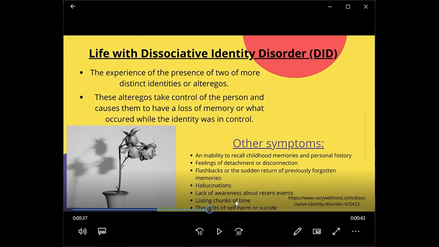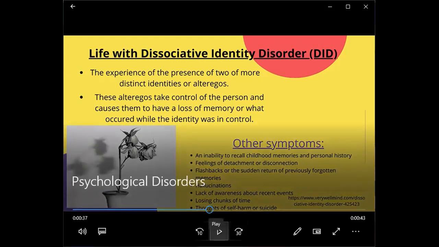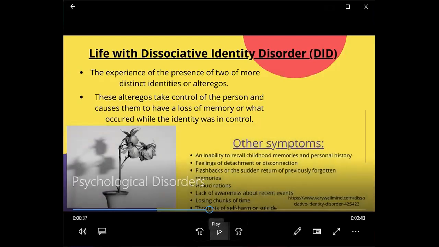Other symptoms could be an inability to recall childhood memories. They could feel detached. They could have flashbacks of forgotten memories that occurred. They could lose chunks of time because other identities were in control. So they're going to lose the time because they weren't in control. And yeah, there's going to be thoughts of self-harm or suicide, and they're going to hallucinate.